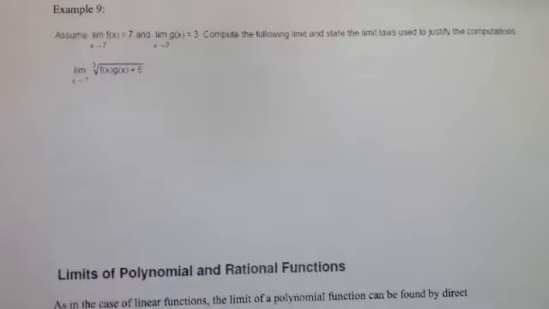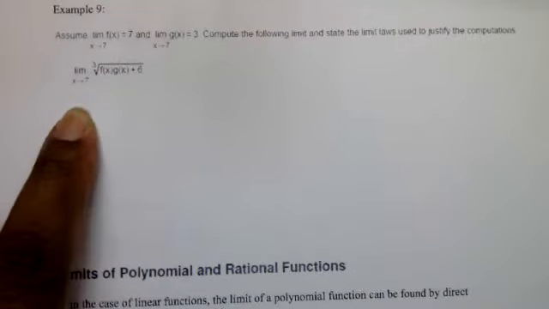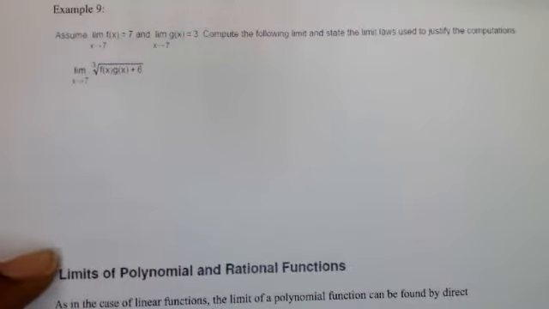All right, let's do one more of these. We're going to assume that the limit as x approaches 7 of f of x is 7, and the limit as x approaches 7 of g of x is equal to 3. And I want to compute this. The limit as x approaches 7 of the cube root of f of x times g of x plus 6.